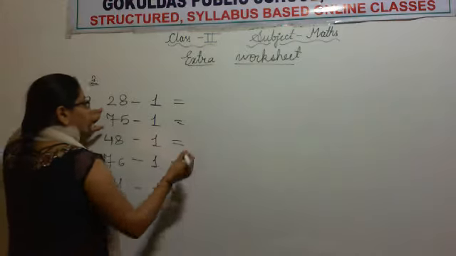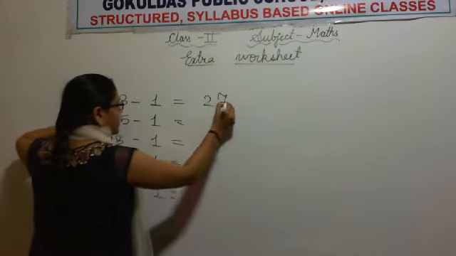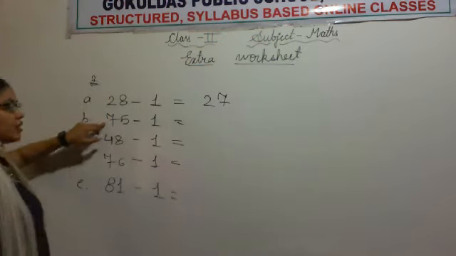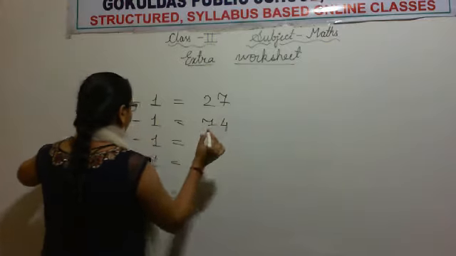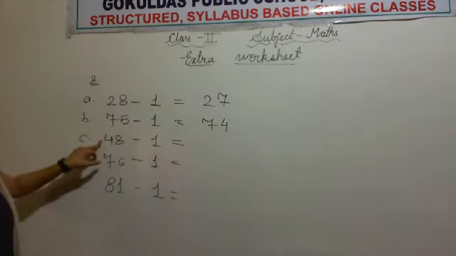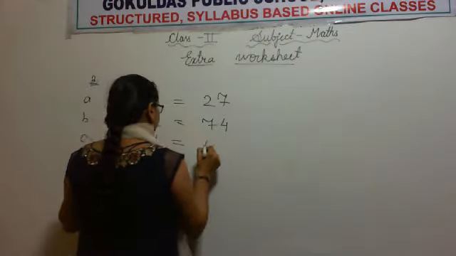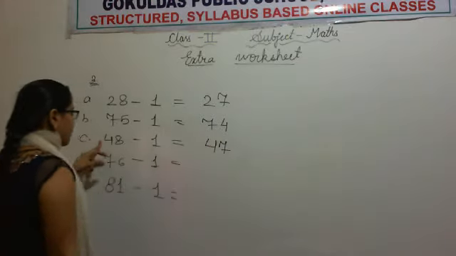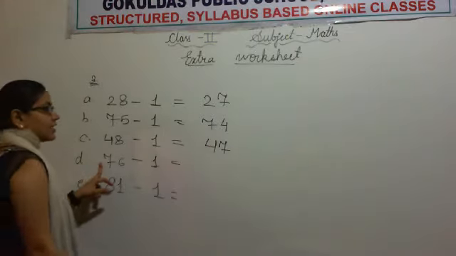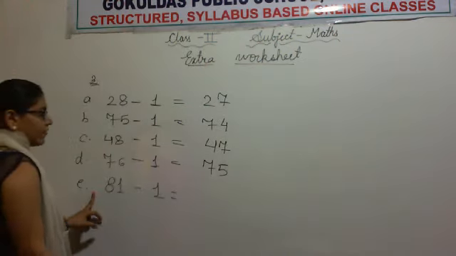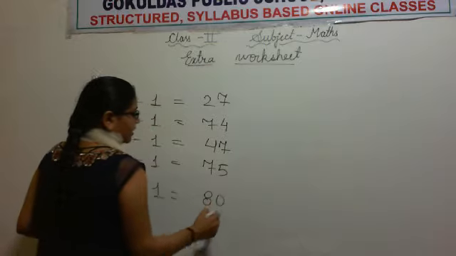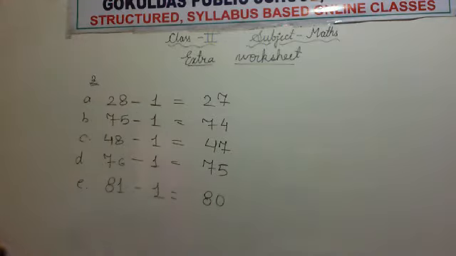What is the previous number of 28? Yes, it is 27. What is the previous number of 75? Very good, it is 74. What is the previous number of 48? Very good, it is 47. What is the previous number of 76? It is the number 75. What is the previous number of 81? 80. So I hope you all did this question correctly because this is a very easy question.